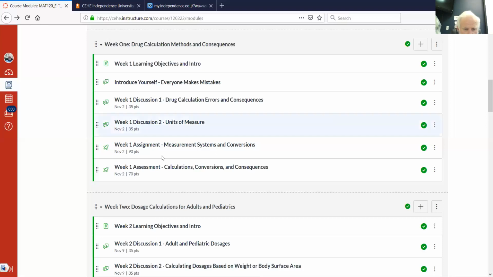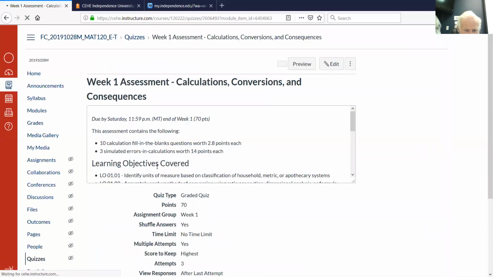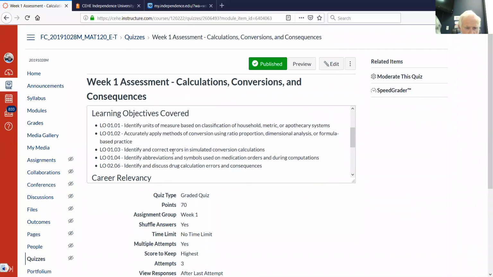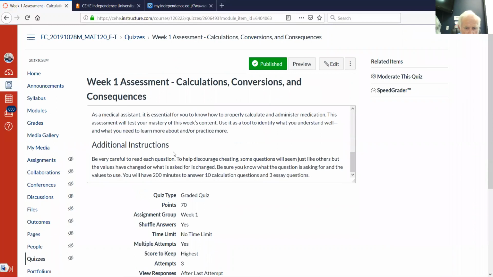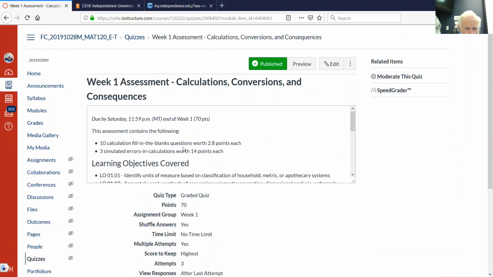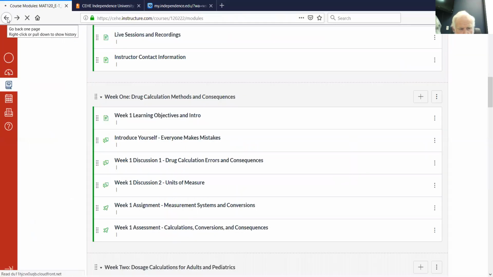Let's see, I think it's in the assessment. Let's look at the assessment. No, that may not be there. Okay. I'll be sending you a link to something else as well to help you with those calculations.